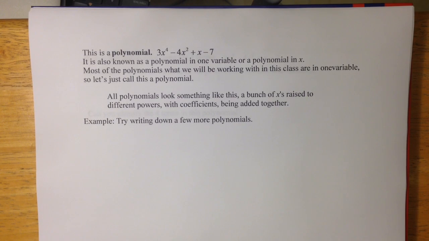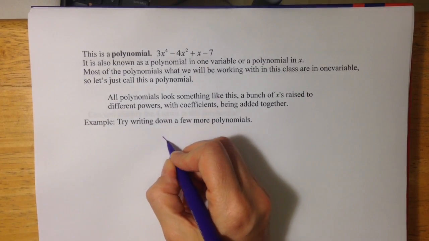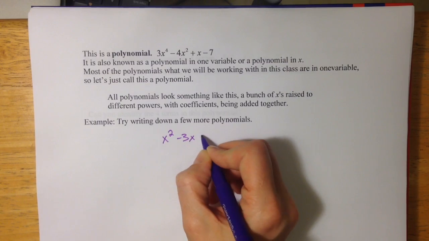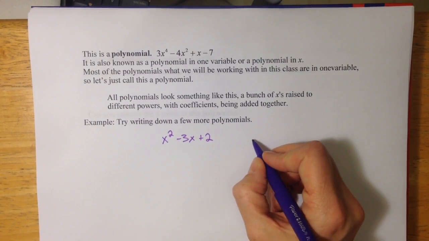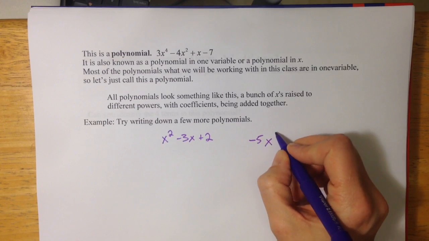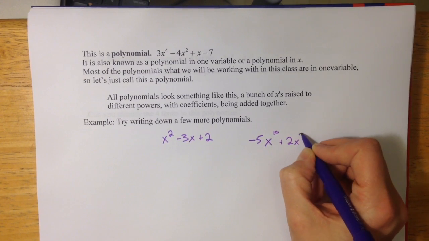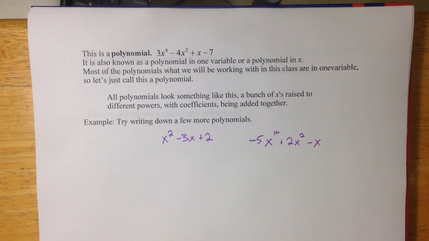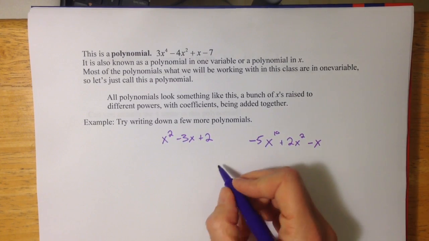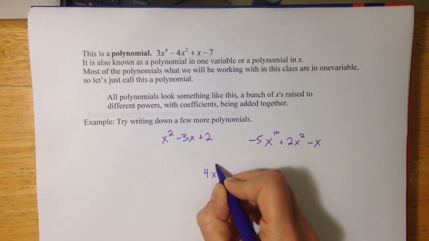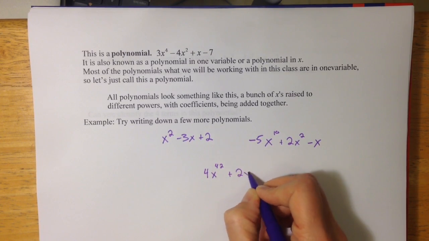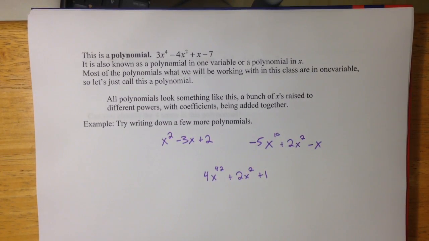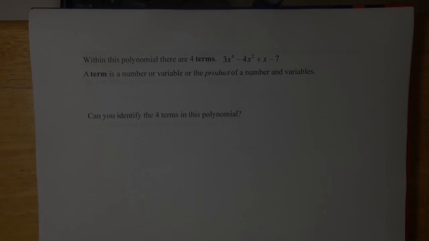All polynomials are going to look something like this. There will be x's raised to different powers with coefficients being added together. Let's try writing down a few more things that follow that sort of pattern. Something like x squared minus 3x plus 2 would be a polynomial. I could have negative 5x to the 10th plus 2x squared minus x. And that would be a polynomial. Let's come up with one more. How about 4x to the 42nd plus 2x squared plus 1. All of these are examples of polynomials.